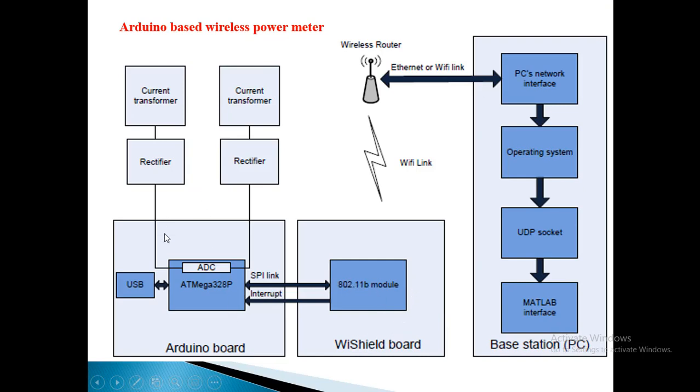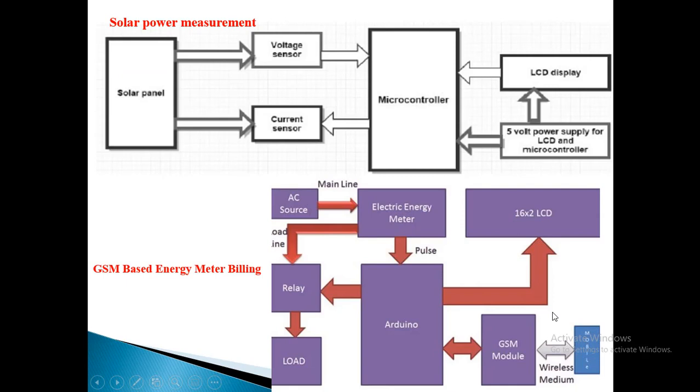That means the Arduino or the meter reading will go through the Wi-Fi network, then connect to Ethernet or the Wi-Fi link, and then you will be able to monitor the power consumption from the remote place.